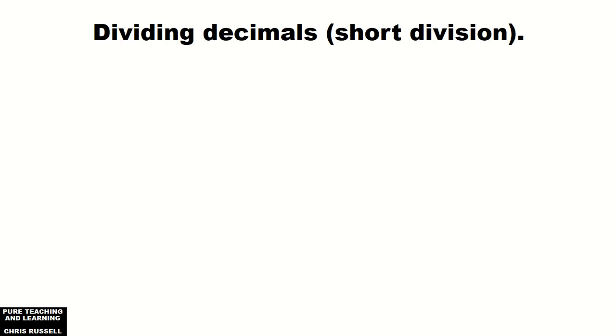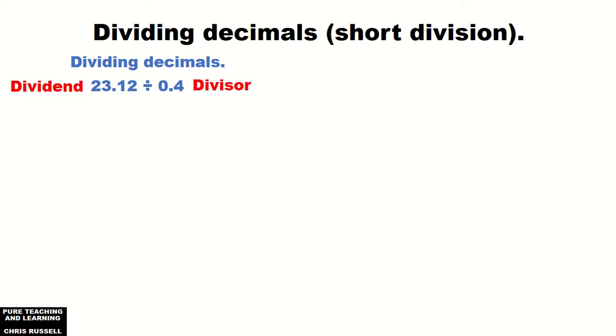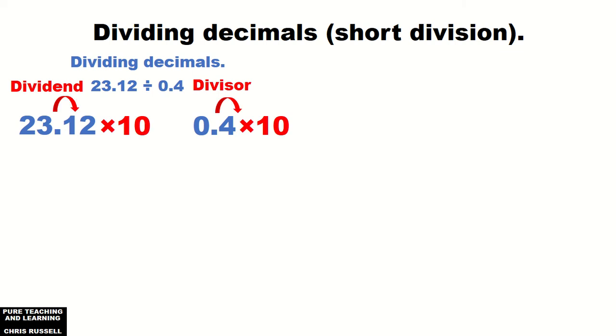Dividing decimals, short division. 23.12 divided by 0.4. Here we have the dividend and the divisor. 23.12 and 0.4. Now as you can see, what we have to do is multiply both of these values by 10 to make sure that the divisor is an integer or whole number.